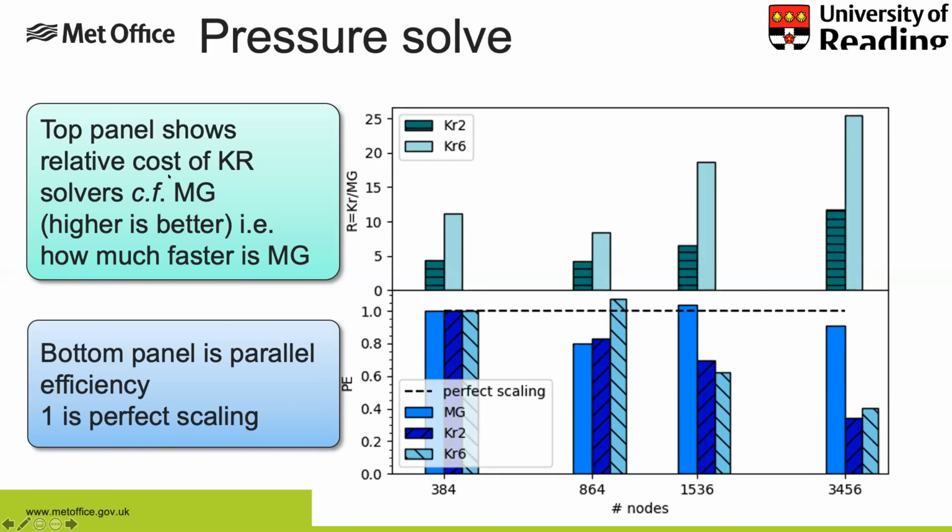If we look at the top panel, we can look at the relative cost of the multigrid solver compared to the Krylov subspace solvers, and it starts at about 4.5 compared to solving to 10 to the minus 2, and gets as high as beyond 10 times faster on 3,500 nodes. But compared to the Krylov subspace solver at 10 to the minus 6, it's a whopping almost 25 times faster if we just do multigrid only.